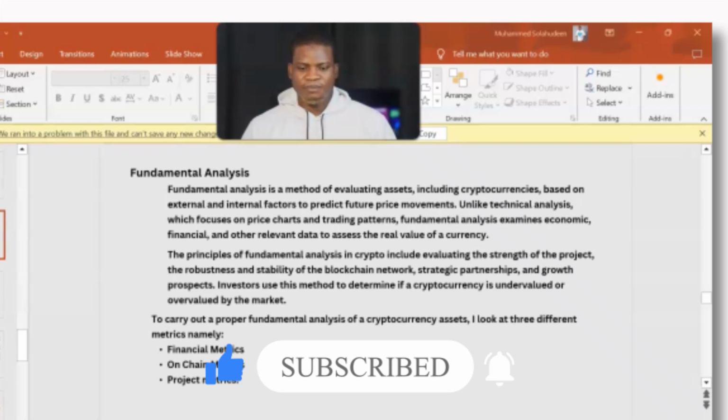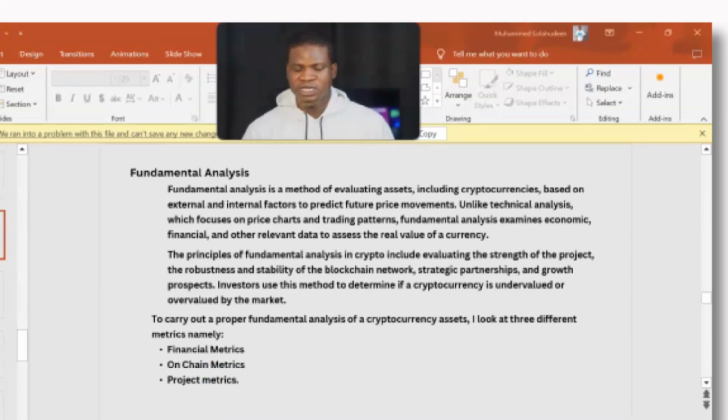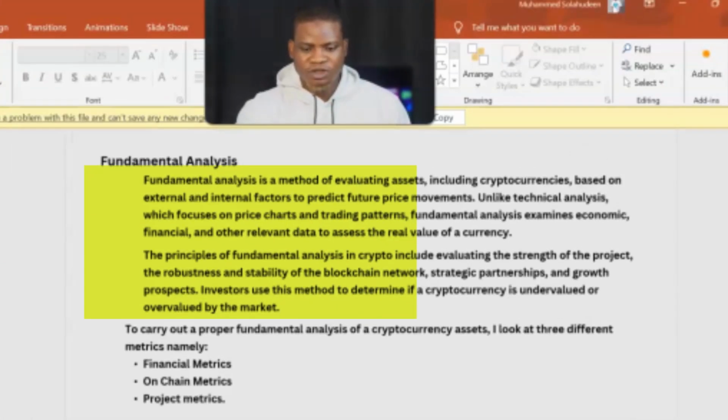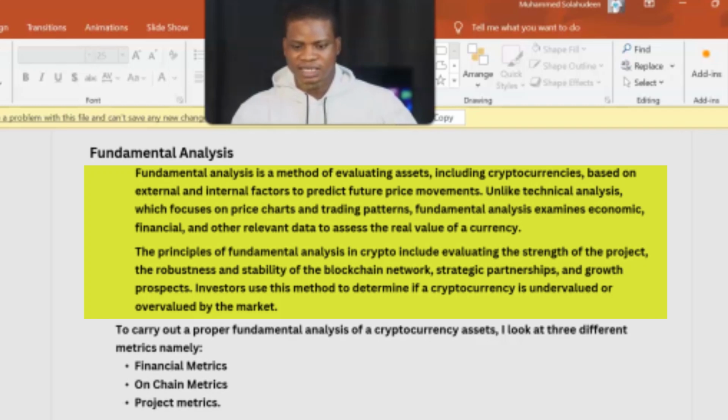Now let's talk about fundamental analysis. How do you do a proper fundamental analysis of a crypto asset? How do you analyze an asset? Fundamental analysis is a method of evaluating assets, including cryptocurrencies, based on external and internal factors to predict future price movements. Unlike technical analysis, which focuses on price charts and trading patterns, fundamental analysis examines economic, financial, and other relevant data to assess the real value of a currency.